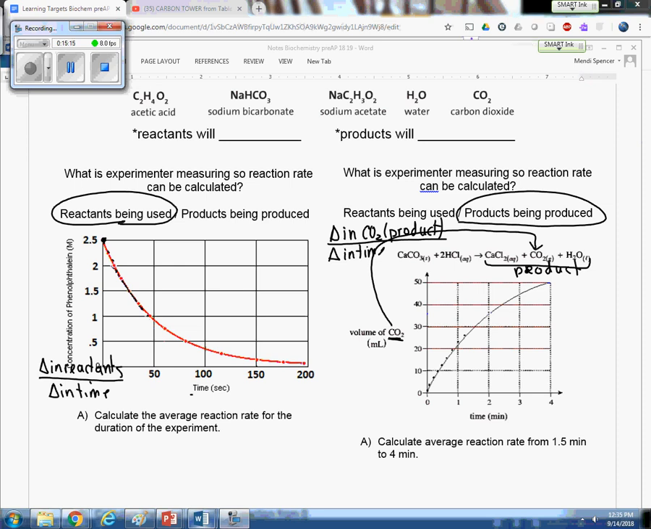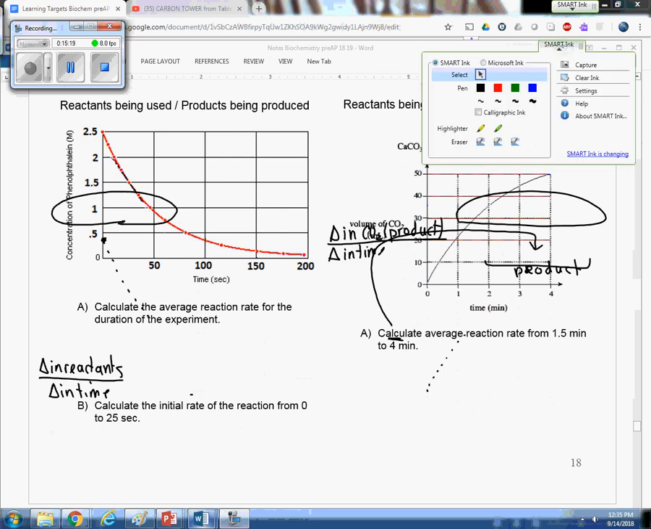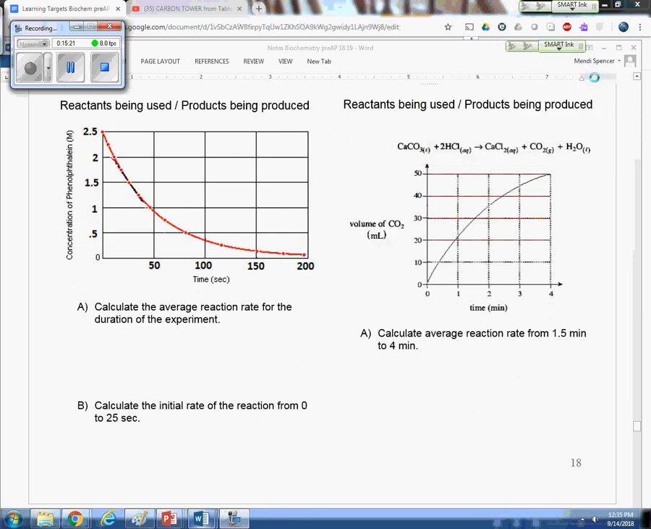Let's practice calculating rate now. A says calculate the average reaction rate. Don't do anything with a bunch of numbers and adding and dividing, all that stuff. As a matter of fact, you can mark through that and read it just the exact same way, and you're going to do this problem the same way. Calculate the reaction rate for the duration of the experiment. That means the whole thing. So let's put time on the bottom. That's the easiest. So we're going to go from the start at time 0 seconds.